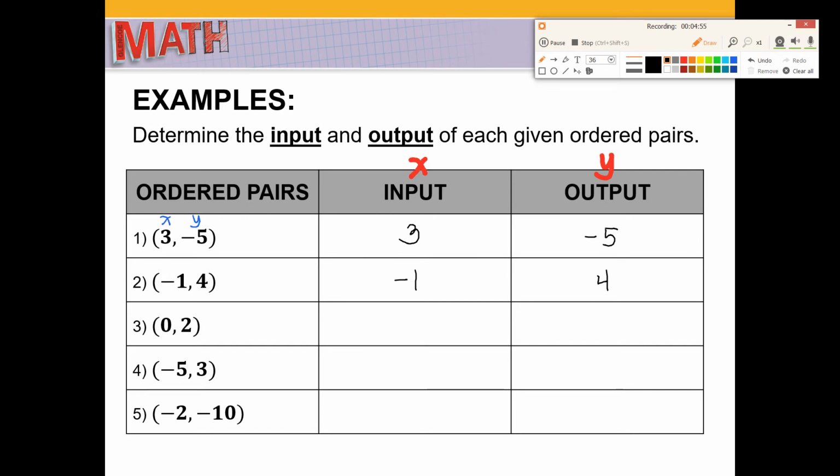So in the third one, (0, 2), the input would be 0 and the output would be 2. Number 4, we have the input as -5 and the output as 3. And in the last one, the input would be -2 and the output would be -10. Feel free to pause the video if you have some clarifications, or rewind it to the part where you want to hear the explanations again.